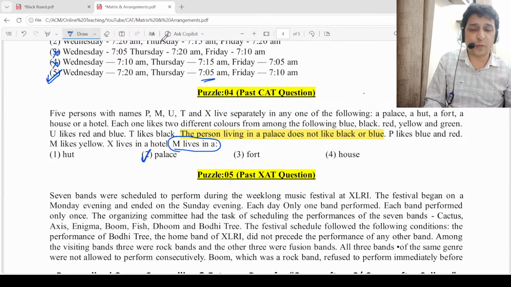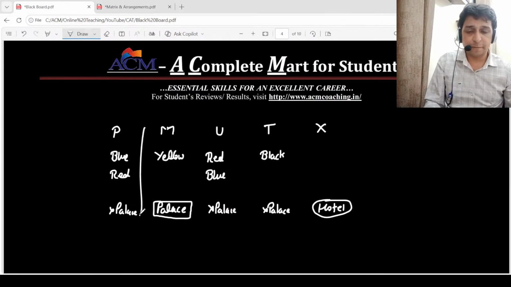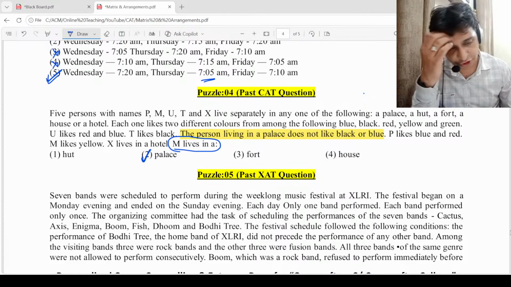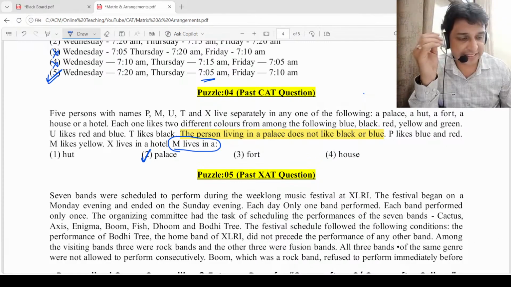Very easy puzzle, very small, simple puzzle it was. With the help of the table method we could solve it. The last question of the class. Now this is the exact question.